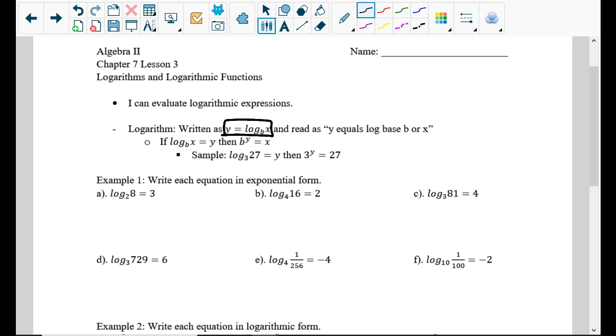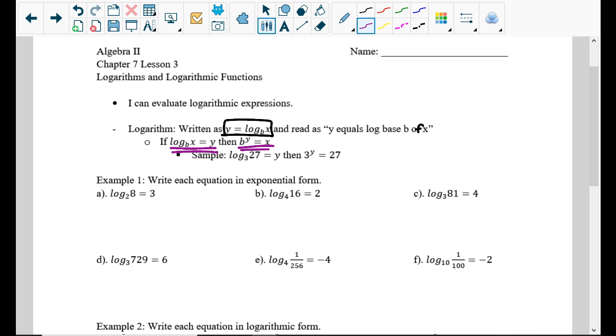It's read as y equals log base b of x. So it's just another way we can rewrite exponents. So this is what we're looking at here, transformed into here. The base stays the base in the exponent. X is the answer, and y is the exponent.